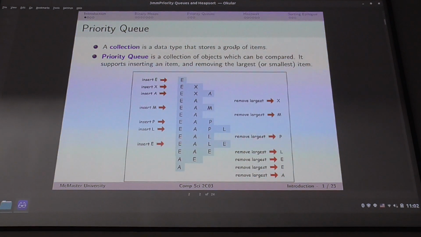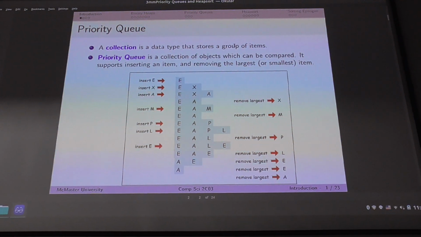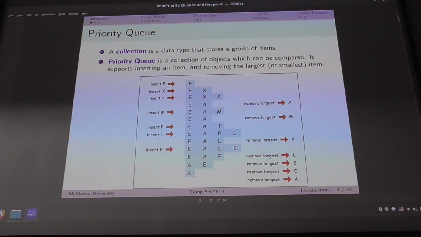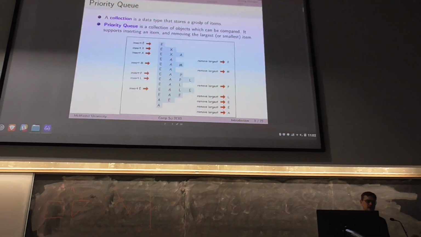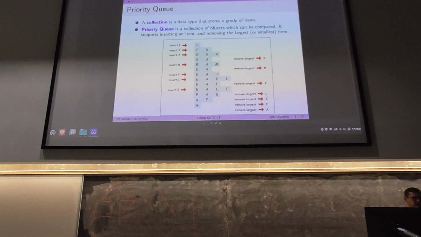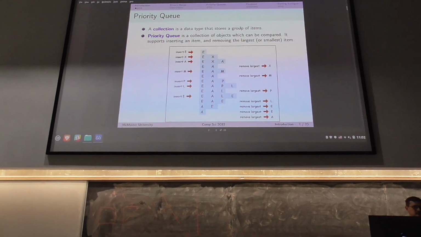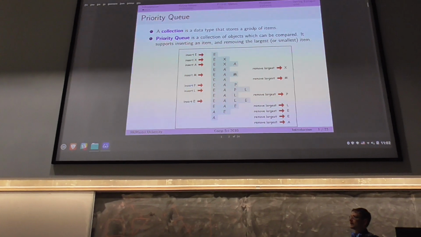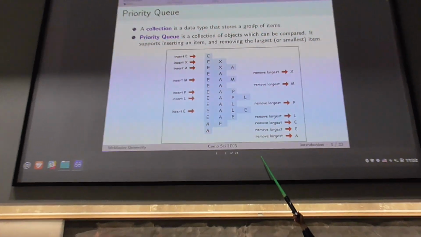Priority queues. So, what is a priority queue? Well, it is a collection of objects which can be compared. It supports inserting an item and removing the largest or smallest item. We're going to talk about max priority queues.